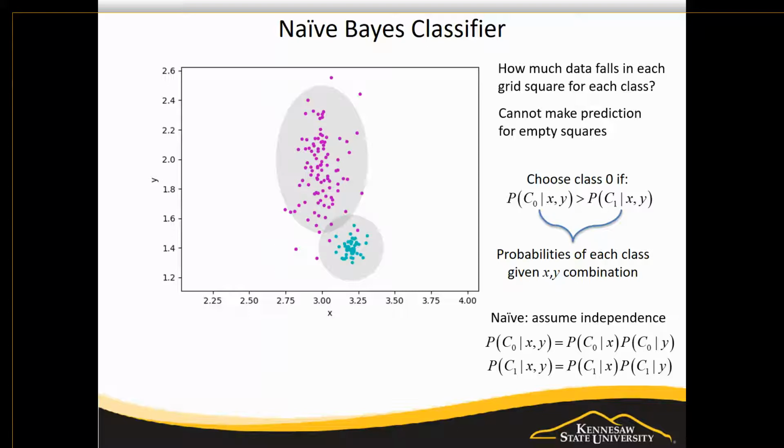And this is where the naive Bayes classifier comes in. The naive part. What we're going to assume is that x and y, these features, are not correlated, that they are independent of each other. In this example, they are in fact independent of each other, and this assumption is completely valid.